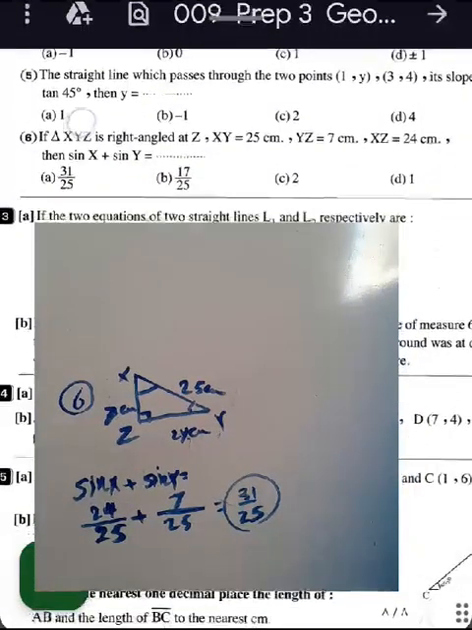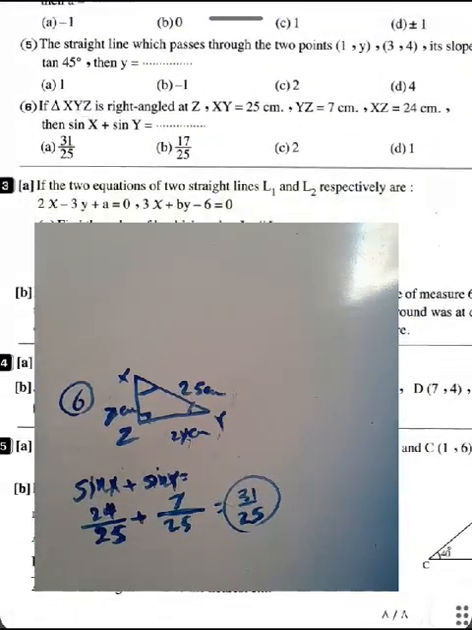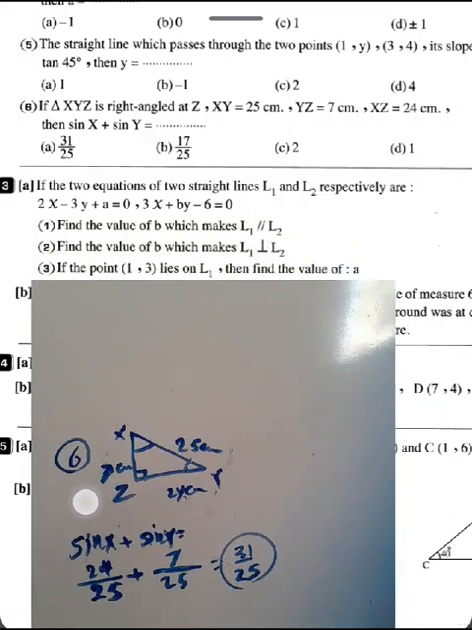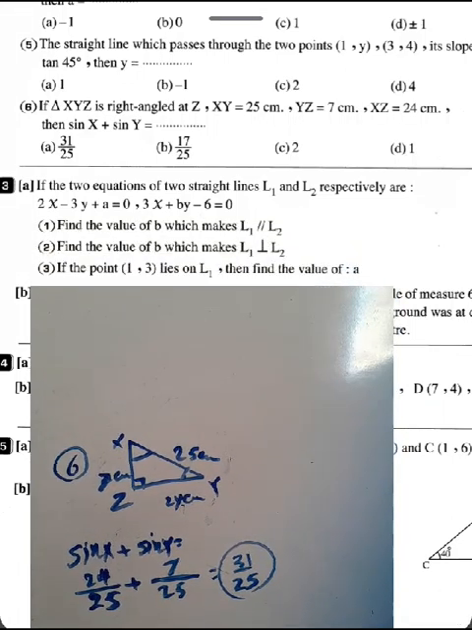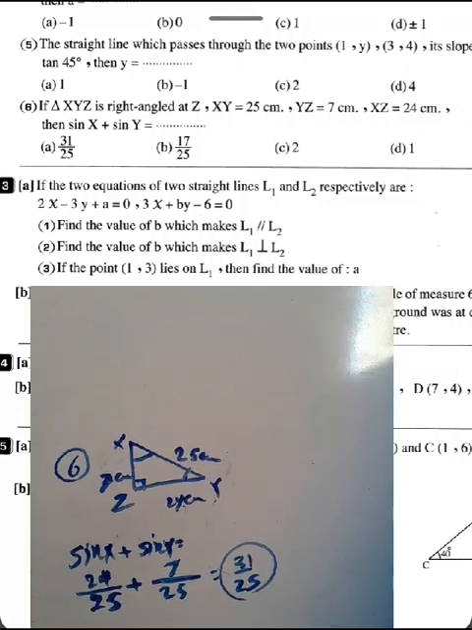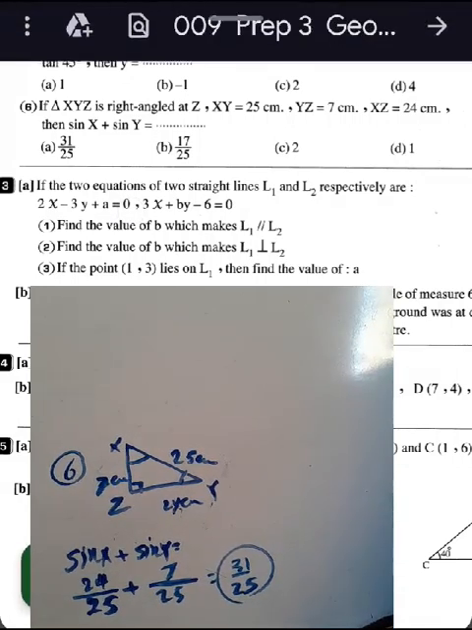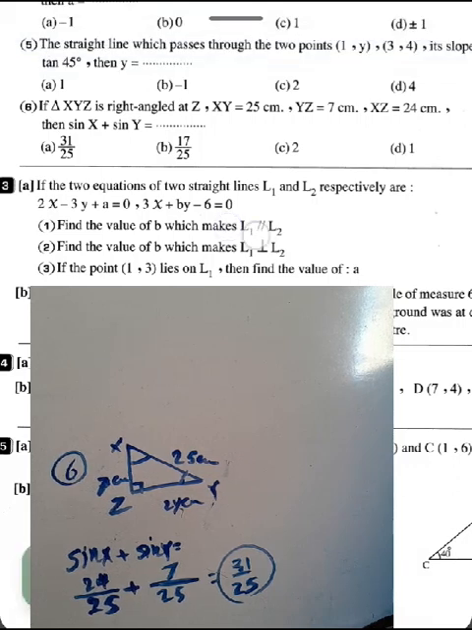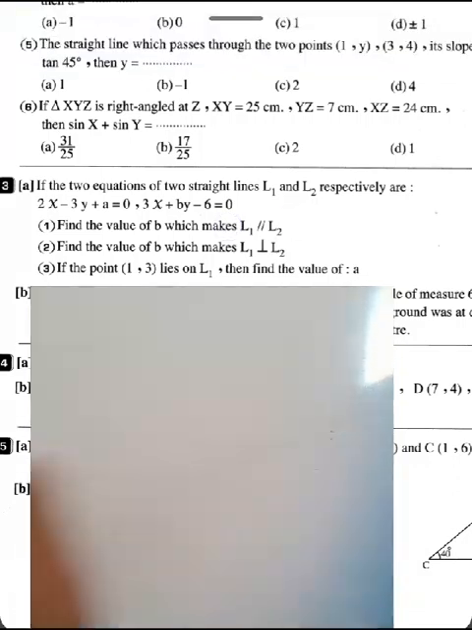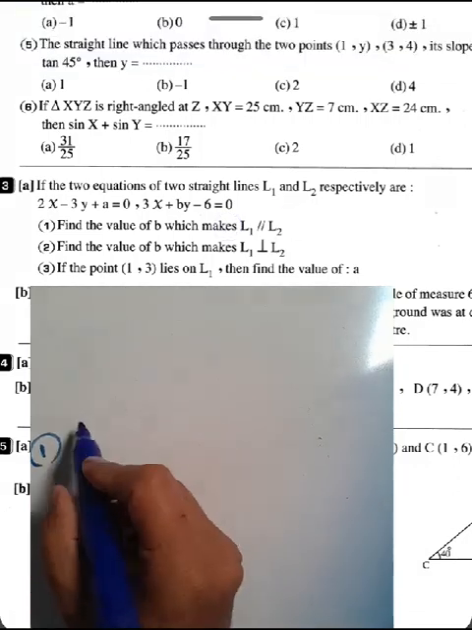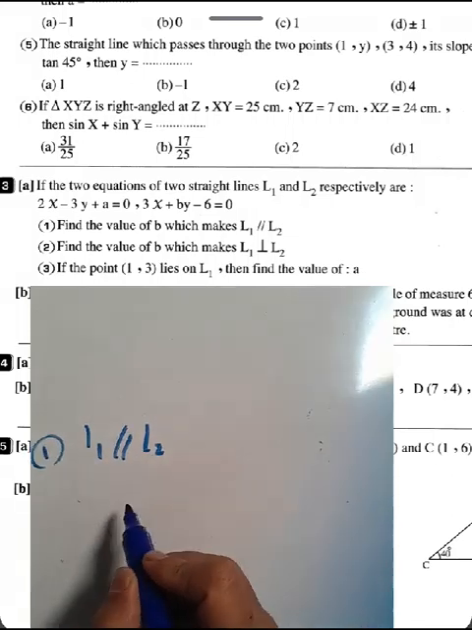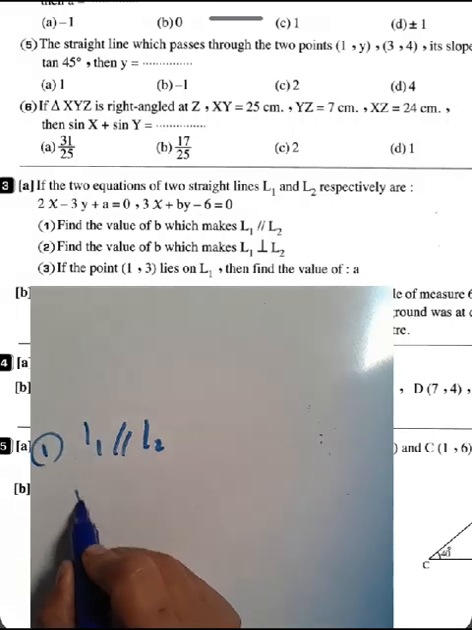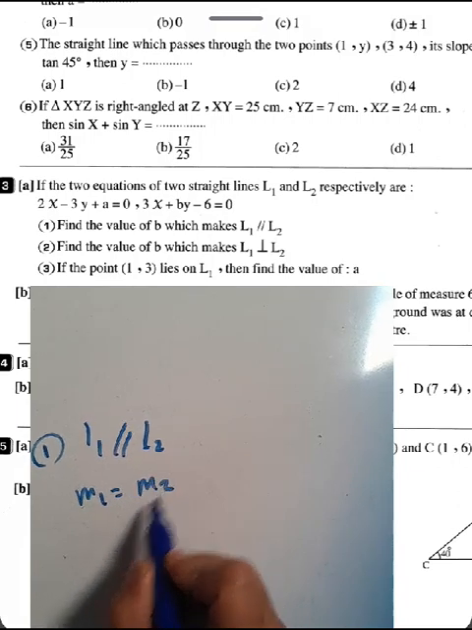Choose letter A. Question number 3, letter A. If the equations of two straight lines L1 and L2 are 2x minus 3y plus a equals 0 and 3x plus by minus 6y equals 0, find the value of b which makes L1 parallel to L2. In this case, L1 is parallel to L2, then slope 1 will be equal to slope 2.